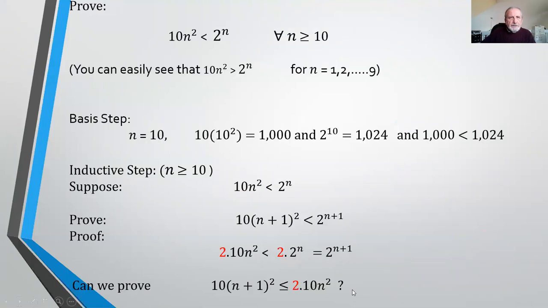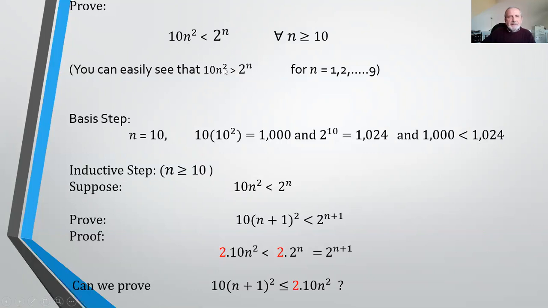The last example today is we want to prove that 10n squared is less than 2 to the power n for n greater or equal than 10. Why greater or equal than 10? Because if you try 1, 2, 3 up to 9, this one will be larger than this one. It's only when n becomes 10 or more that this becomes less than that.